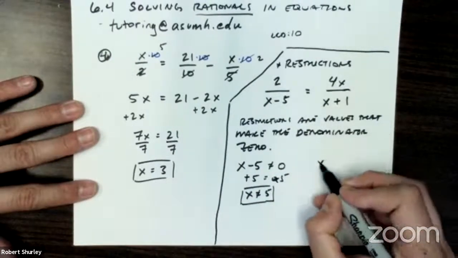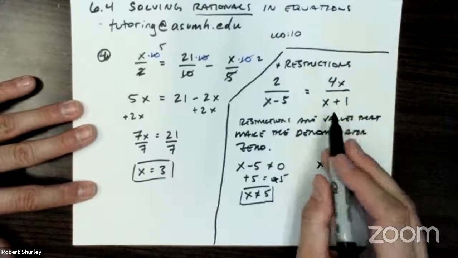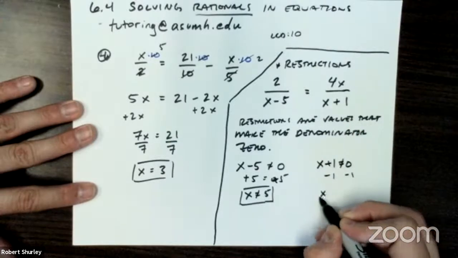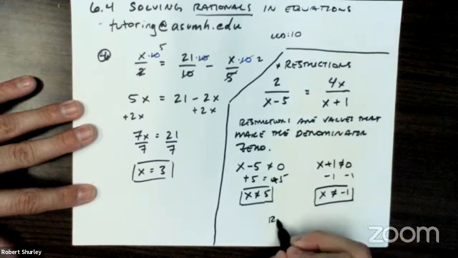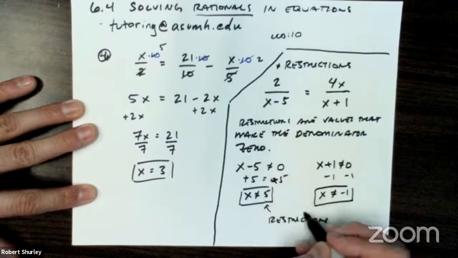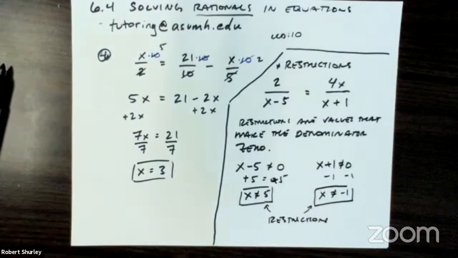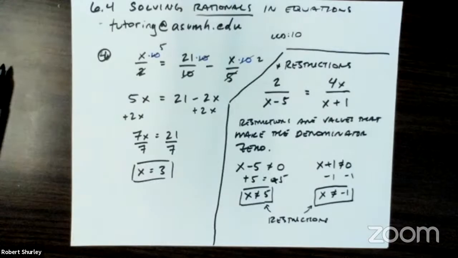So let's look at the other fraction. We've got x plus 1. I'll put that not equal 0. How about that? x plus 1 can't be 0. We solve for that, and we get x cannot be negative 1. So those are our two restrictions. Now, the question in this section might not ask for restrictions, but you have to identify them because in the end, let's say we solved all this out and the solution was 5. Well, we would just have to toss it because it can't be 5, okay? It just can't be 5.